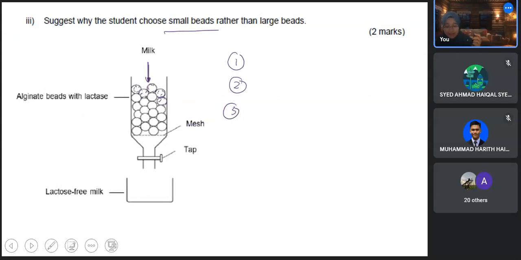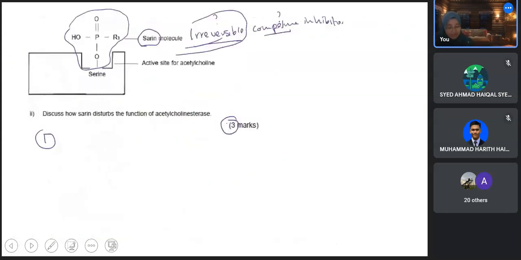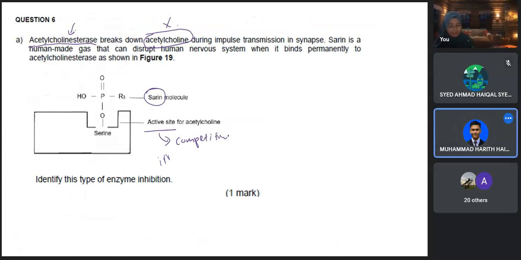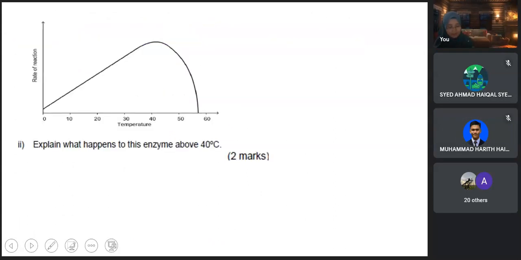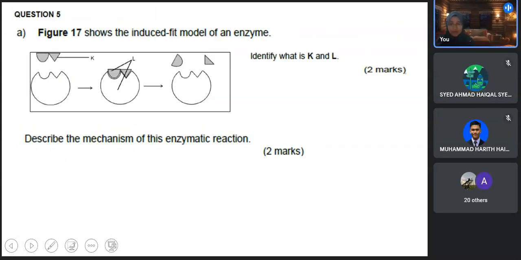Okay, so that's the end of question 6. Any questions so far for question 6? No. Okay, so let's look at question 5. We'll do it on the back page.